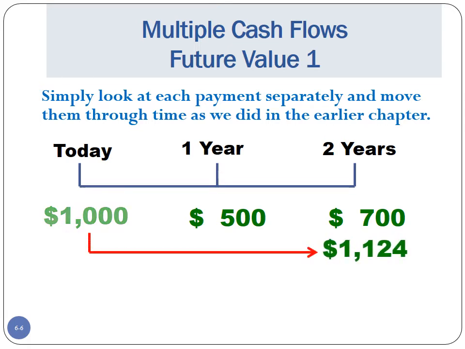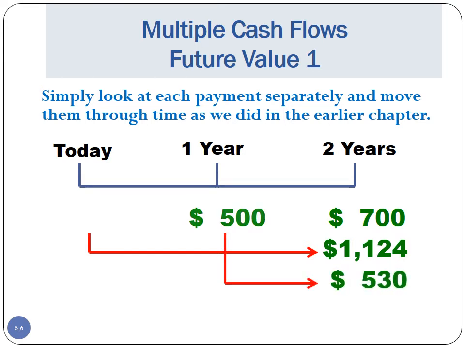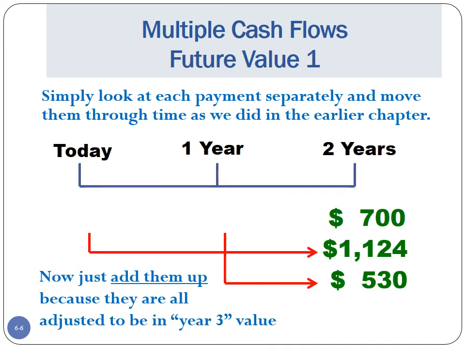So we simply look at each payment separately and move them through time as we did in the earlier chapter. The future value of 1,000 is 1124. Future value of 500 is 530. And then we just add them all up because the 700 doesn't have any interest added to it. And they're all adjusted to be year 2 value. So at the end of year 2, we have $2,354.